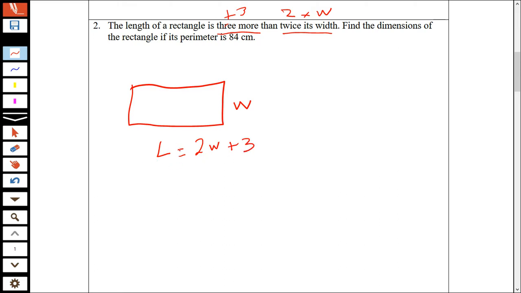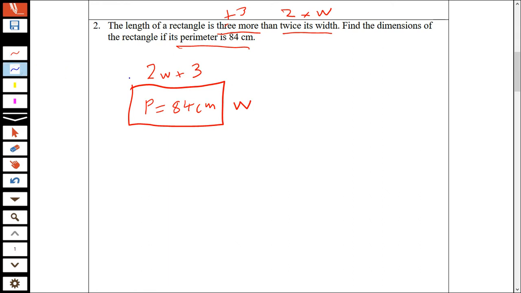Now, as I said before, we're not going to use L here. We just want everything in terms of the one letter. So I'm just going to write down that the length up here is 2W plus 3. So I'm not going to worry about having the L there. So there's my picture that I've labelled. It tells me also the perimeter is 84 centimetres. So I could say the perimeter is 84 centimetres.